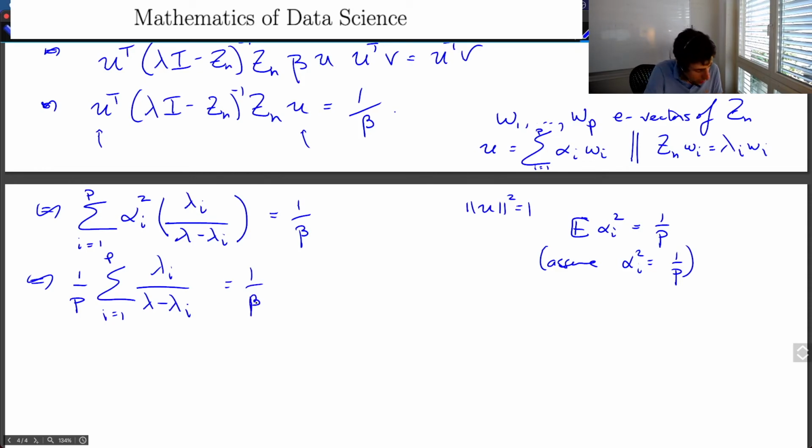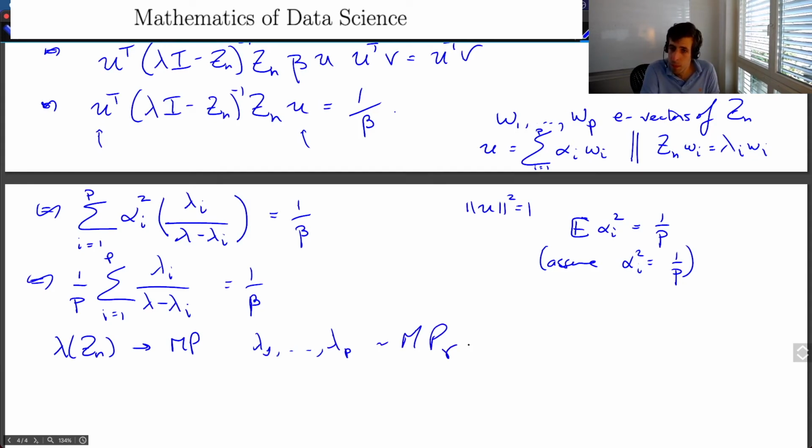Okay, but now we know, right? We know that the eigenvalues of Zn are converging to this Marchenko-Pastur. So lambda 1, all the way to lambda P, they should behave, right? They should be distributed essentially like the Marchenko-Pastur distribution of this parameter gamma.